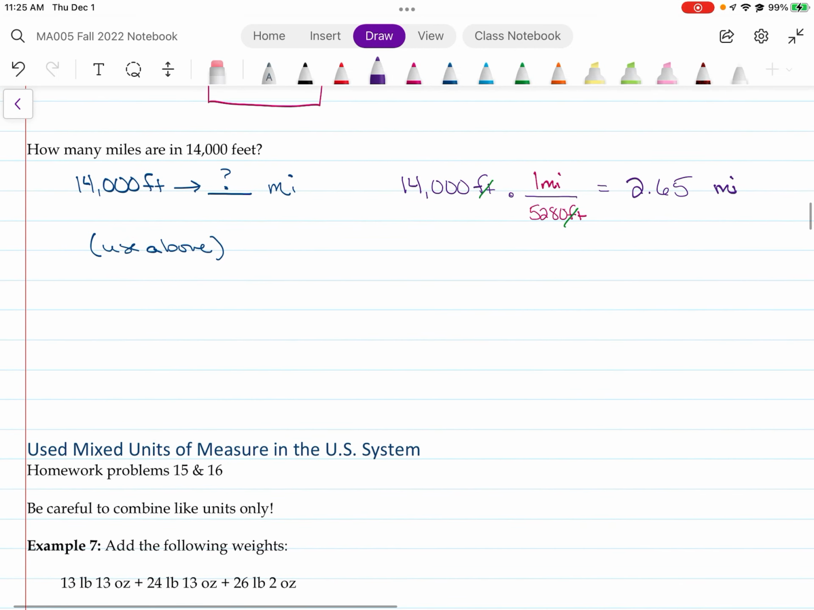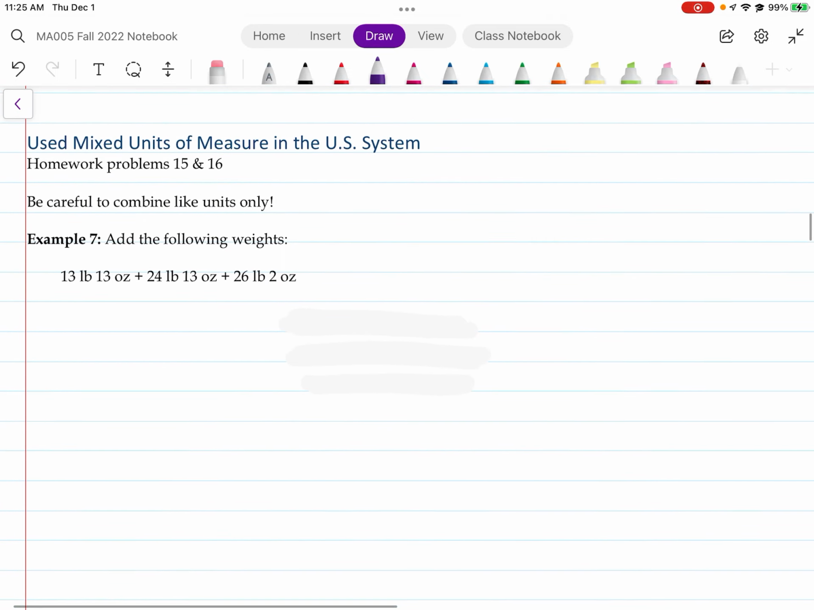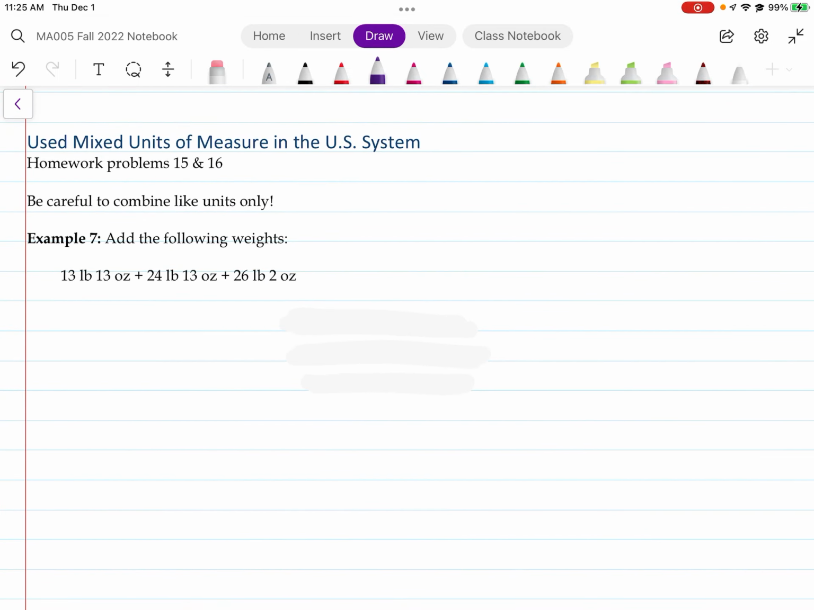All right. Using mixed units of measure in the U.S. system. And we're going to do this in the metric system too, but we're going to start with things that you're more probably familiar with. So we're being asked to add 13 pounds, 13 ounces, 24 pounds, 13 ounces. You may have heard like when you were born, you were 7 pounds, 9 ounces or whatever, and that's how we measure in the U.S. system.